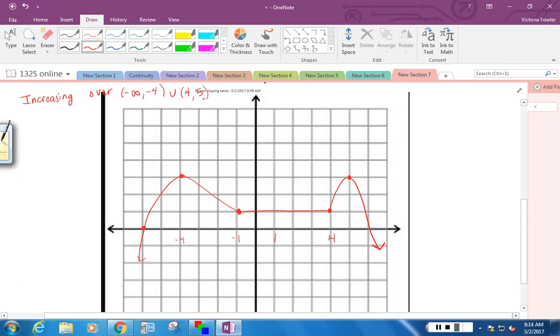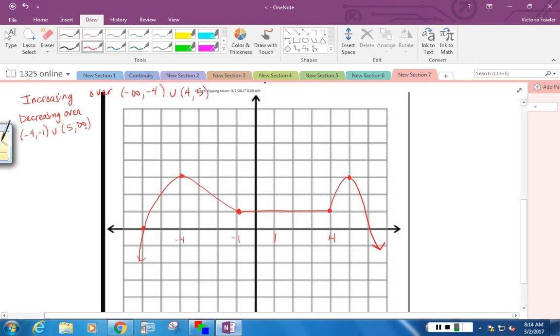Okay, now we can do the same thing, and we can talk about where it's decreasing. And so where is my decreasing? Well, it's decreasing. I'm going down here from -4, it looks like, to -1. And then let's trace some more. Here we are decreasing again from 5 to infinity.